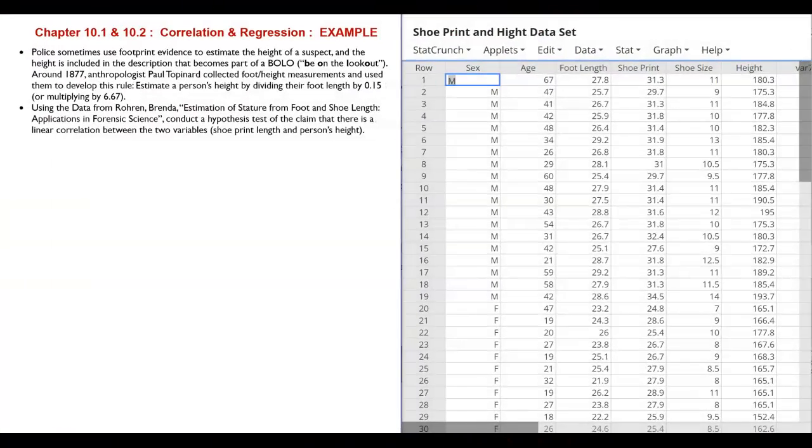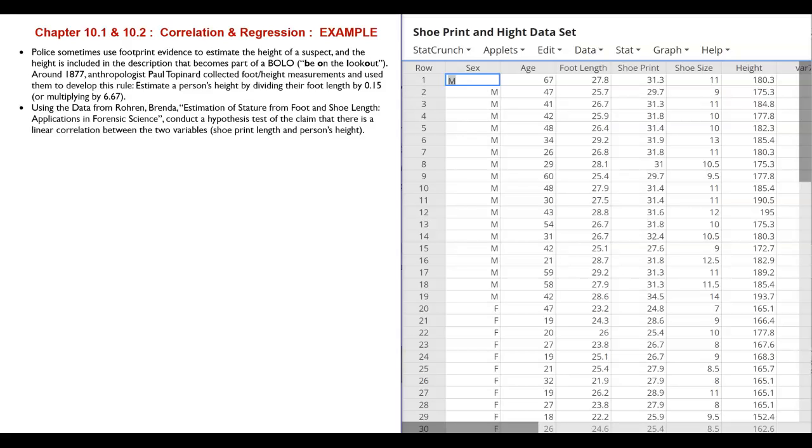Remember at the beginning of this video, I mentioned the fact that police sometimes use footprint evidence to estimate the height of a suspect, and the height is included in the description that becomes part of a BOLO, be on the lookout. Around 1877, anthropologist Paul Topinard collected foot height measurements and used them to develop this rule. To estimate a person's height, divide their foot length by 0.15 or multiply by 6.67.